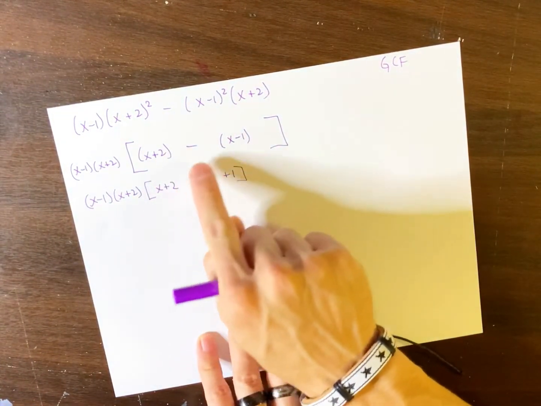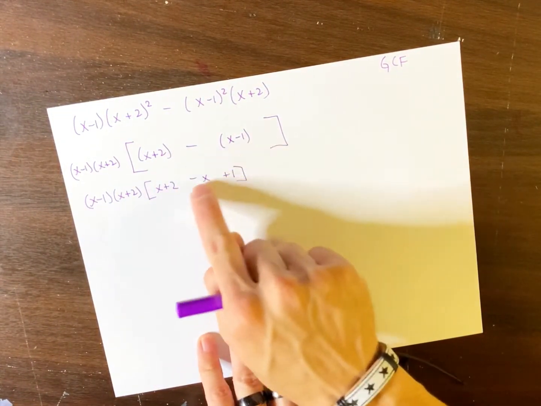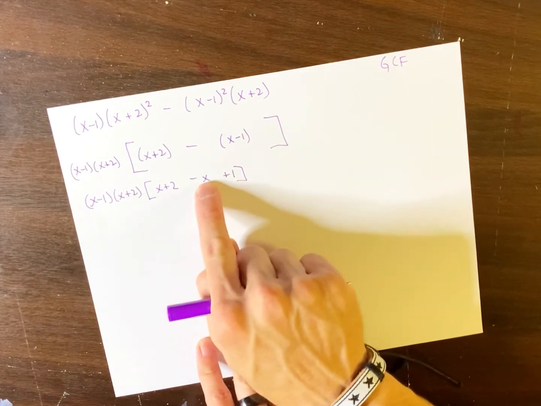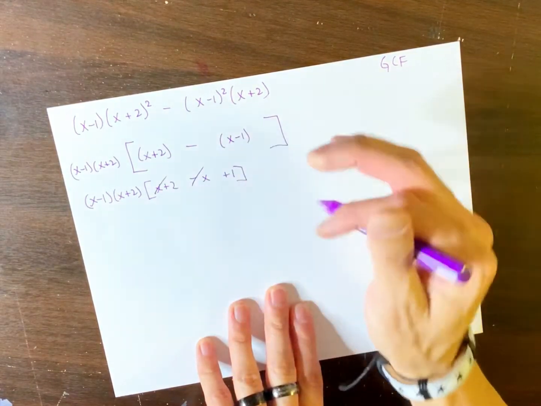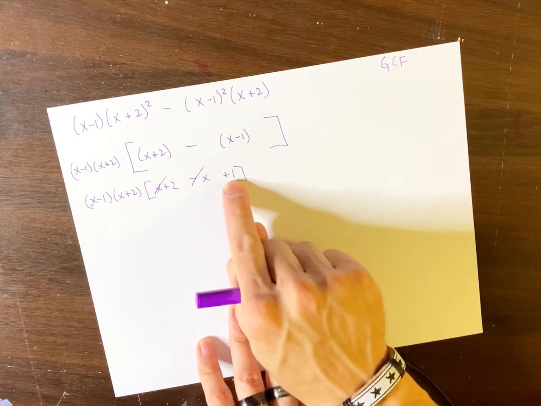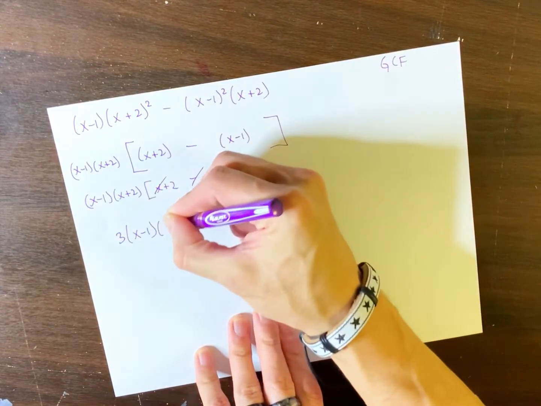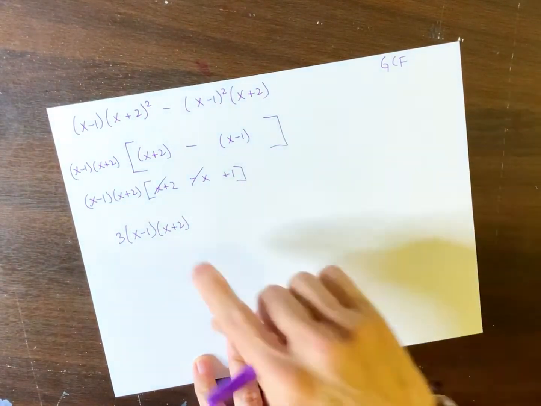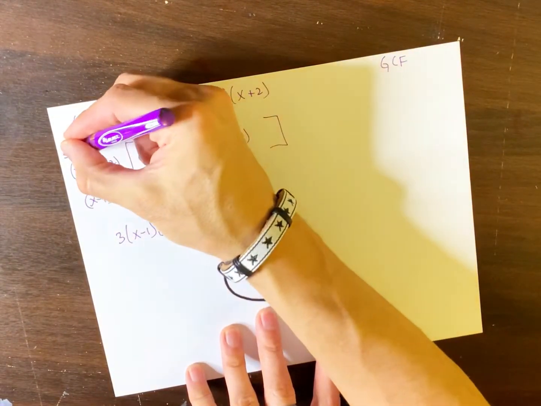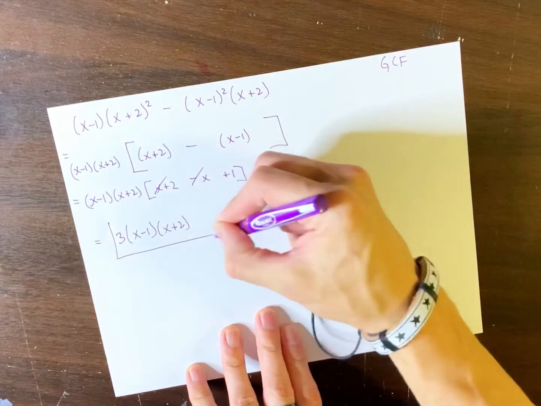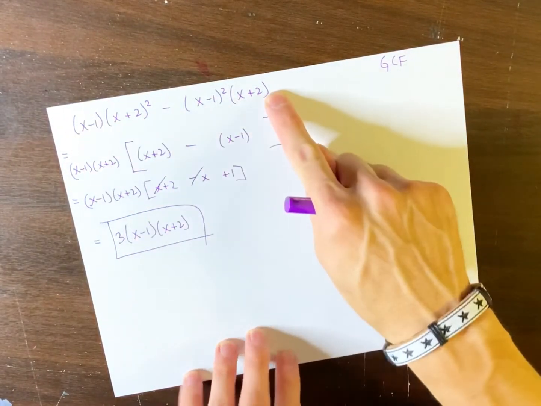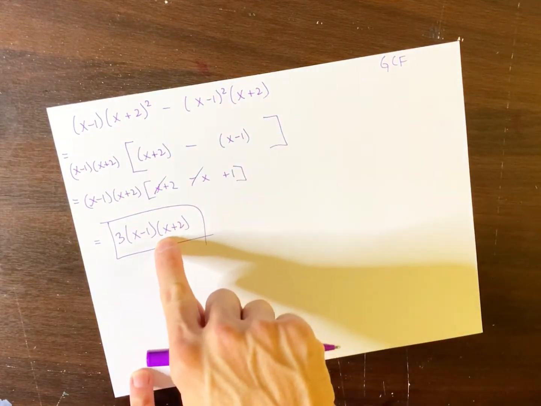That stayed the same. I distribute the negative, so these signs switched. Notice that these x's actually eliminate. And then I have 2 plus 1, which is 3. And so I feel like putting the 3 out in the front. So this is the final result. Let me just go equals, equals, equals, box that in. The goal was to fully factorize this. That is the finished result.